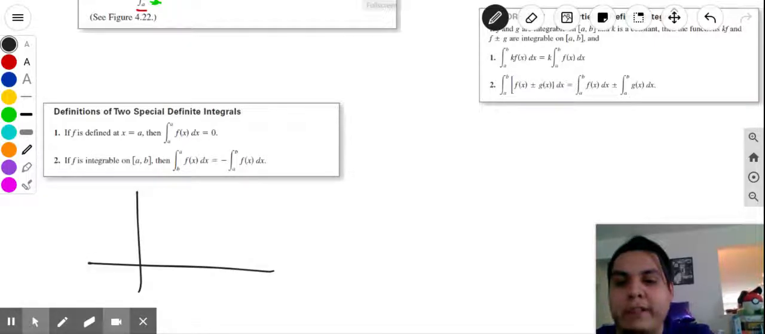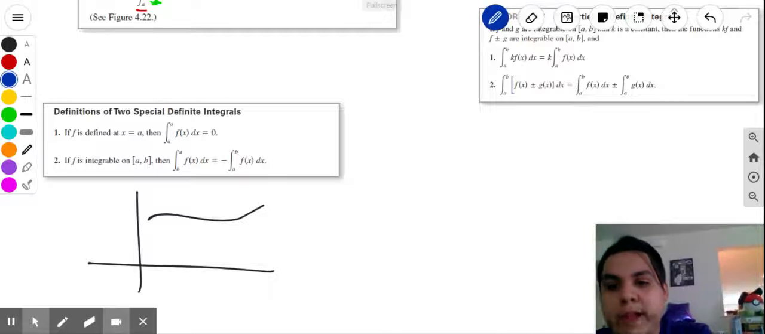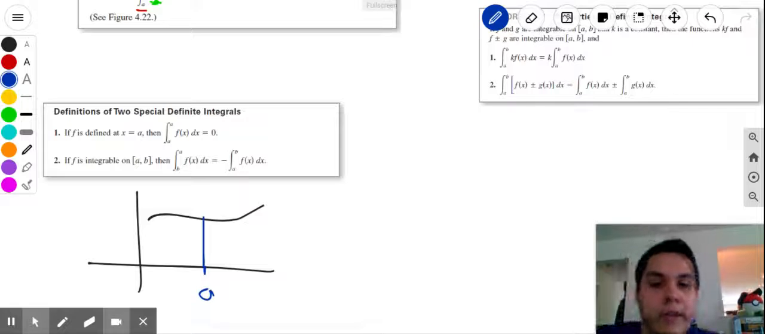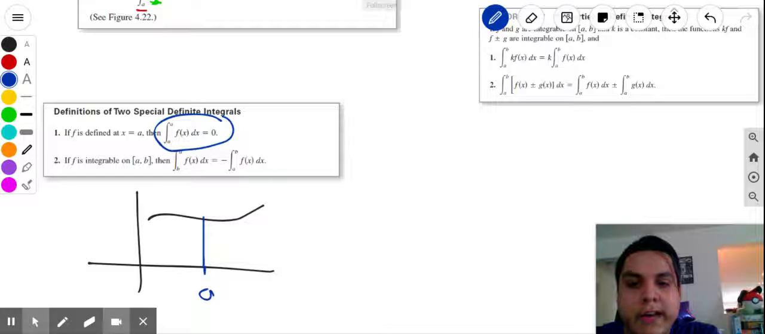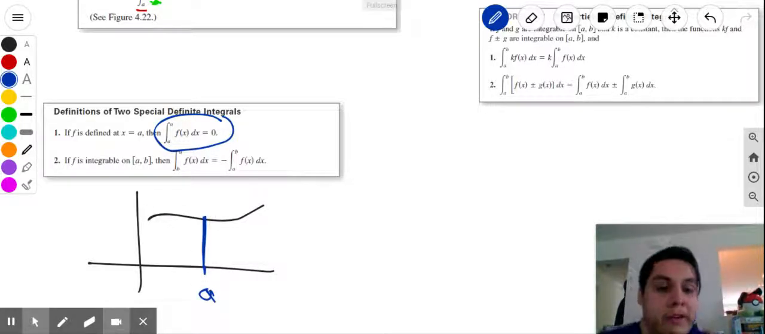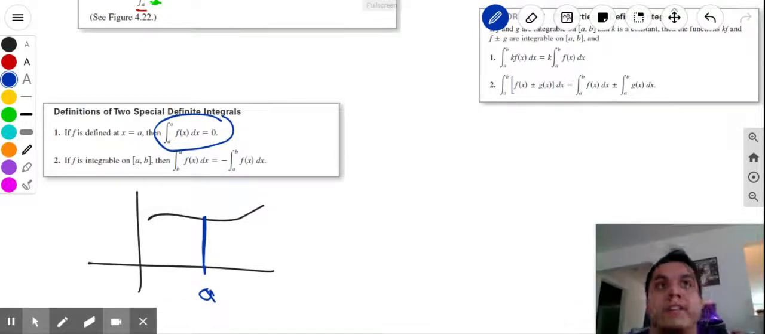let's make a crazy graph, something like that, right? And let's say this is where a is. This right here starts at a, ends at a. So the area of that line is 0 because it's not a 2D shape. It's a 1D shape. It's a line, so it doesn't have any area. That's why it comes out to 0. So when you see something like that, where the upper bound and the lower bound are the same, automatically just call it 0 and move on.